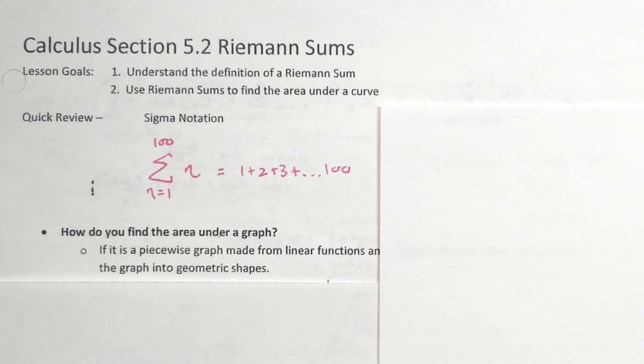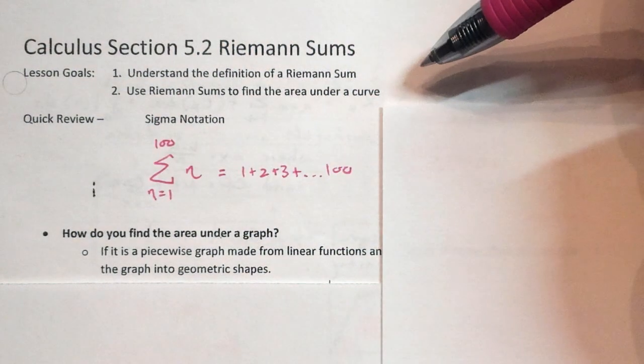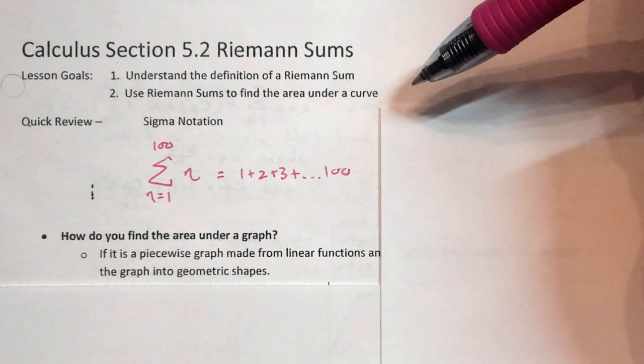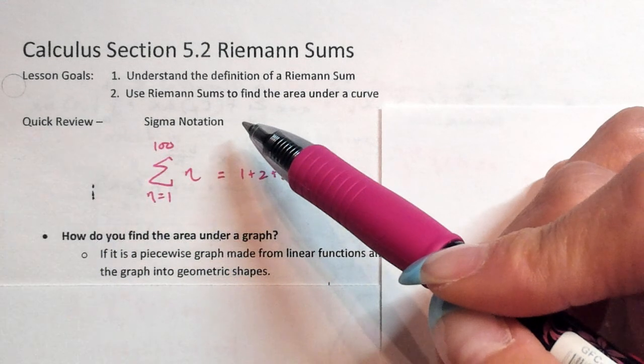All right, so 5.2 Riemann sums. We're actually talking about 5.2c, all right? So this is the back of our paper, and then we'll flip to the front, and then we're going to flip to the back again. So the first part I wanted to talk about was what is sigma notation?